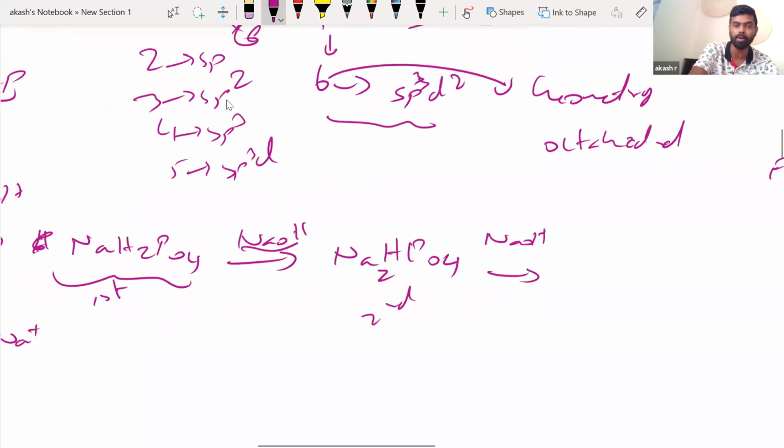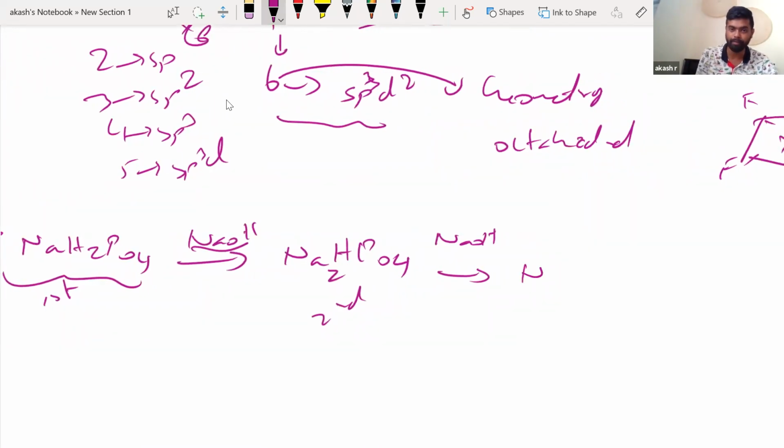And one more time NaOH. If you add, there's still one more hydrogen left out, right? So you can form Na3PO4. That is exactly my sodium phosphate. Okay, this is my third salt.